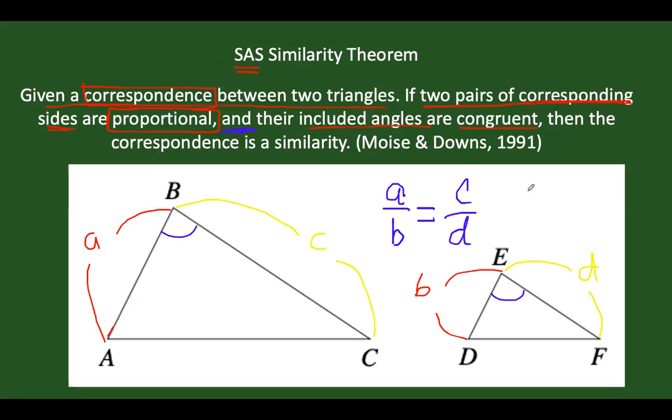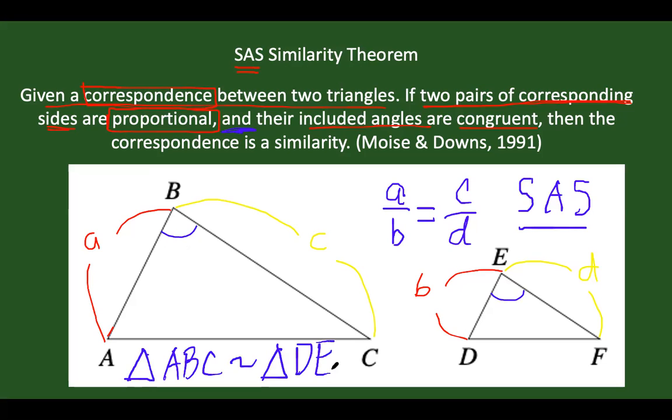So by virtue of the sides to be proportional and the included angle to be congruent, then these two triangles are similar. So since we have identified the proportional parts, okay, and the congruent angles, which are the included angles of the two corresponding sides, then we could say that triangle ABC is similar to triangle DEF. All right, and this is by virtue of the side angle side.